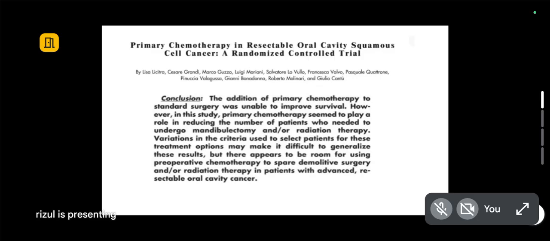And as you were talking about the meta-analysis, what was the flaw of that analysis?